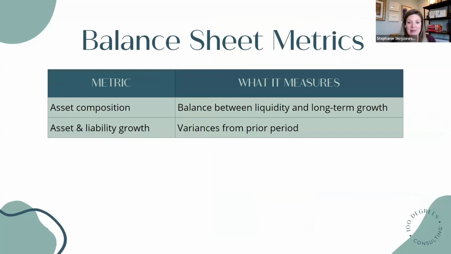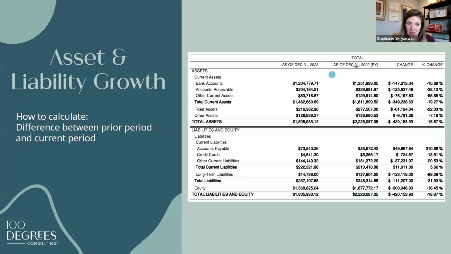So the next balance sheet metric is just looking at your asset and liability growth. And that's just measuring your variances from the prior period. Same thing we looked at on the income statement. And that's why it's so important to have a comparative balance sheet, right? Because we can quickly just go over to the variance amounts and percentages and see how things are shifting over time.